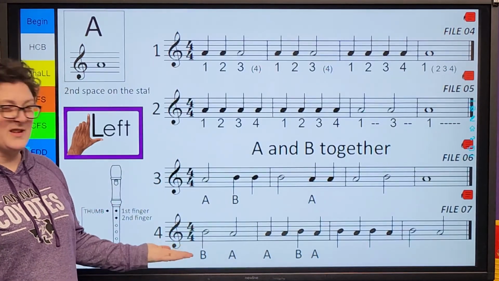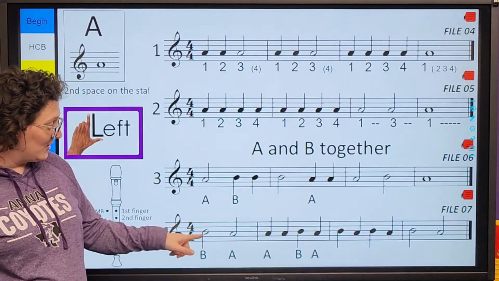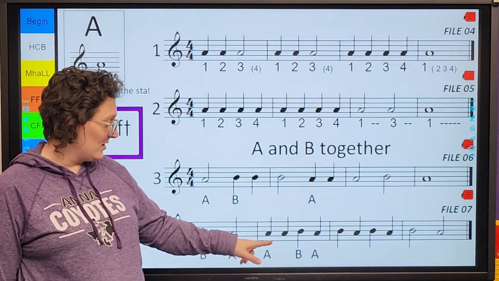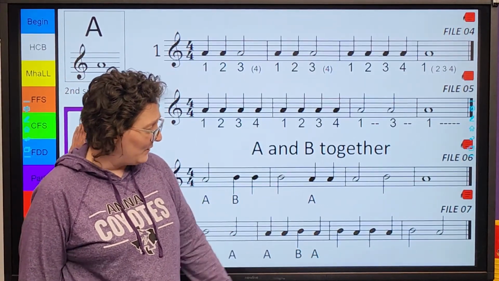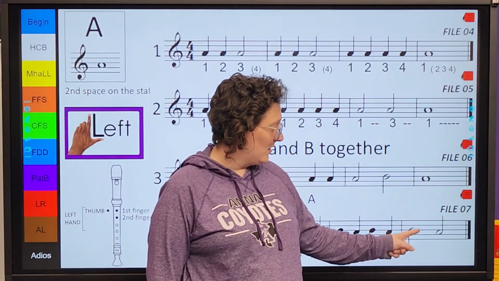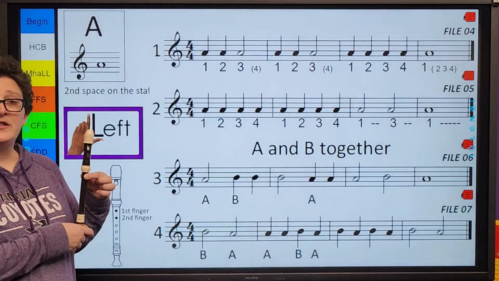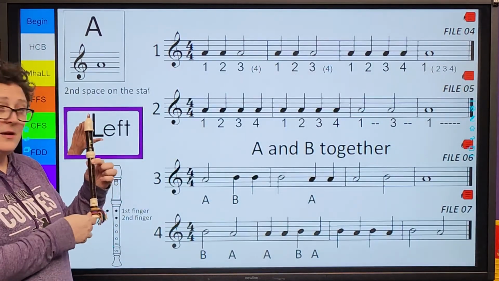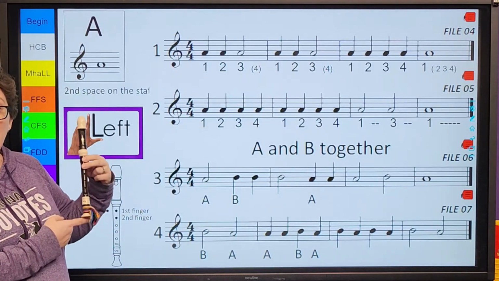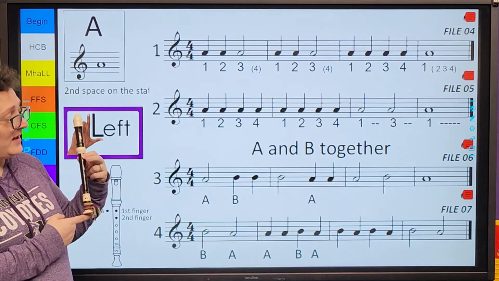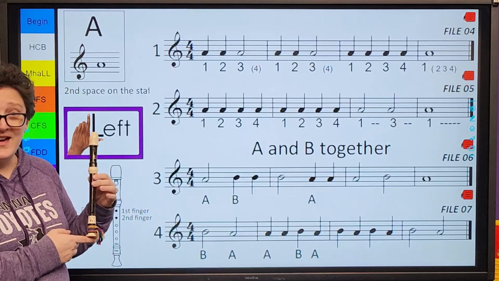Let's see what happens if we just try to go on to number 4. We have some half note long notes. We have some quarter notes that we would count 1, 2, 3, 4. And we have, remember, half notes. 1, 3. Let's see what happens. 1, 2, playing, go. B, A, B, A, B, A, B, A.